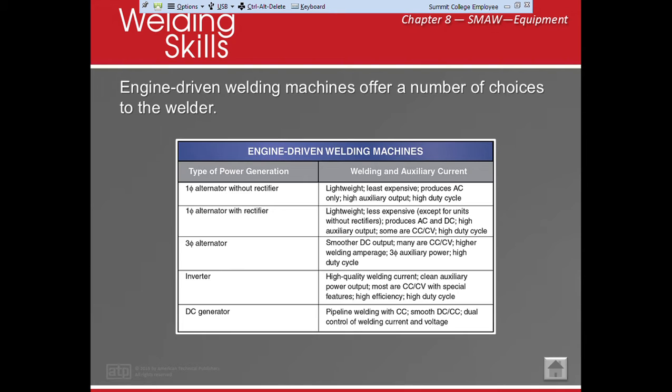Remember, the more little bells and whistles that you have on it, the more likely it's going to be a bajillion dollars. You know, some of these engine-driven machines, they go from starting at $3,000. I've seen it up to $100,000 for a welding machine that's engine-driven.